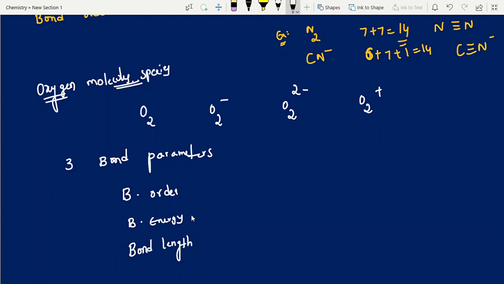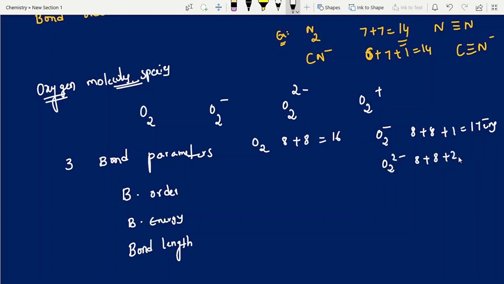Okay, now go for calculation first. O2 molecule means 8 plus 8, 16 electrons. It is neutral molecule, 16 electrons. What about O2 minus? O2 minus is 8 plus 8 plus 1. What is this? 17 electrons, right? Next, O2 2 minus, students. O2 2 minus means how to calculate? 8 plus 8 plus 2. Totally 18 electrons, right? Next, O2 plus. O2 plus means 8 plus 8 minus 1. Then what is this? 15 electrons.